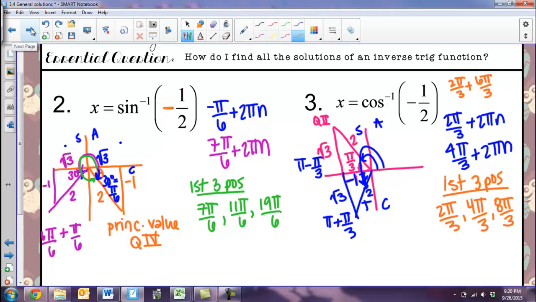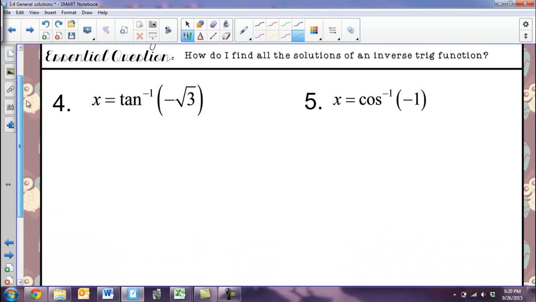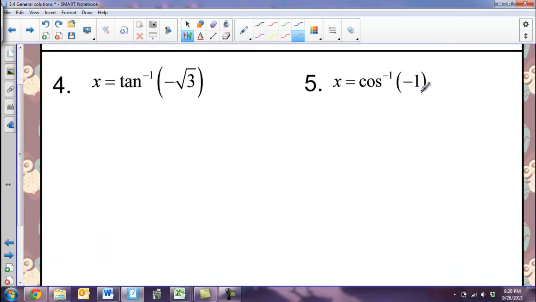Okay, let's go through 2 more examples, maybe a little bit trickier, with tangent and having one of my quadrant angles.